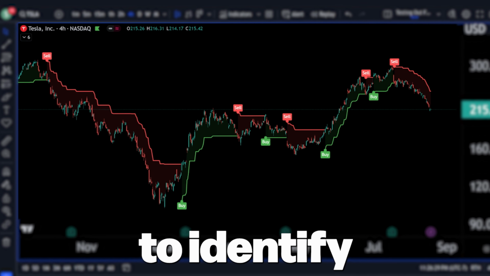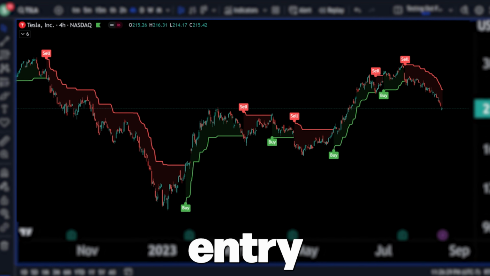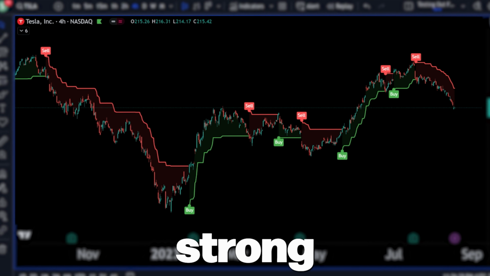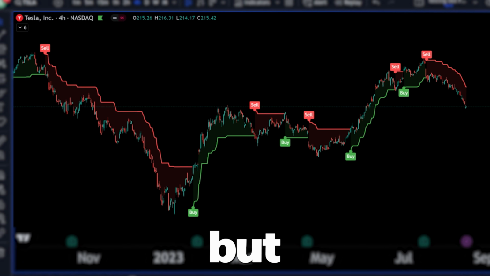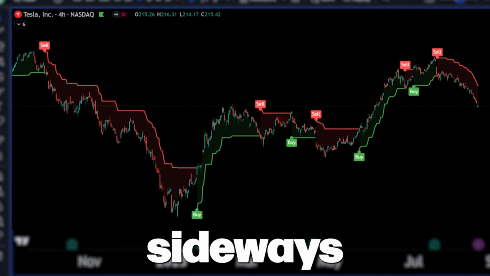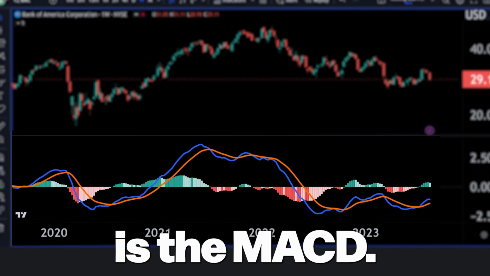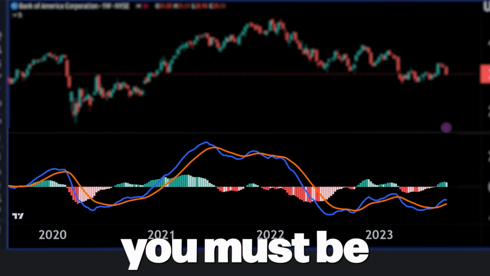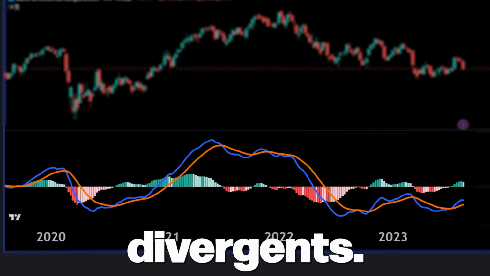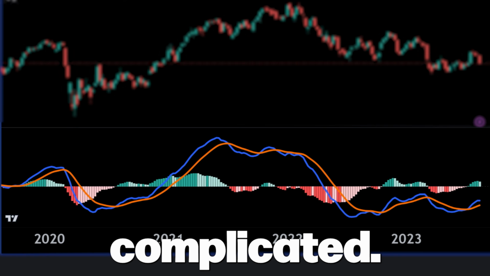It's used to identify market trends and potential entry and exit points. This is a very strong indicator in volatile markets, but should be ignored in sideways markets. The third indicator you must know how to use is the MACD. To use this indicator, you must be able to read crossovers and divergence. Sounds simple, but it can get complicated.